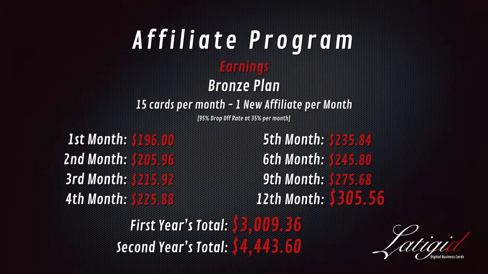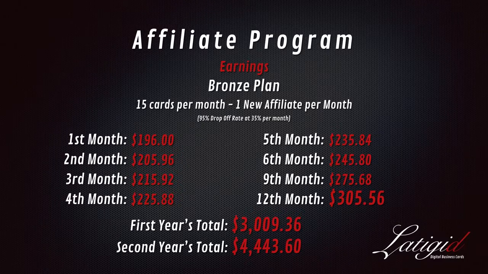Now if you go to the bronze plan, we're going to drop the amount of cards that you sell to 15, but you're going to find one new affiliate per month as well. So right underneath that, it says there's a 95% drop-off rate at 35% per month. Now what does that mean? Those are the average numbers in direct marketing in general.